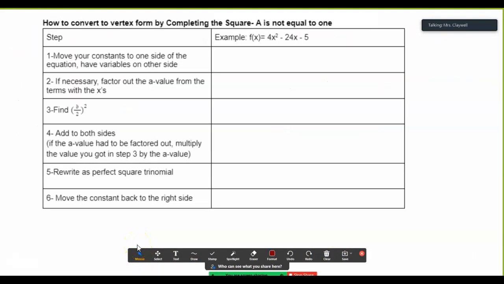So what's a little different about this is now my a is not equal to 1. So a lot of the steps are going to be the same. So I move my constant to the other side. Factor out the a value. So I'm going to pull out a 4.